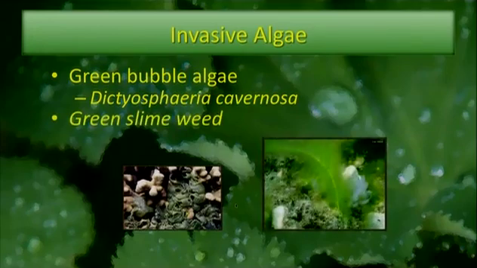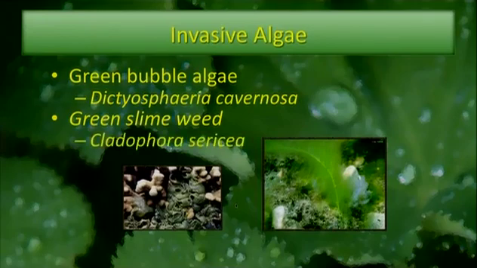Now this other one called green slimeweed is infamous from Lahaina to Kihei on Maui. It's also known as Cladophora sericea. You have long fuzzy strands attached to coral and rock. So these two can be a smothering kind of invasive alga invading places where maybe more desirable algae might be growing, okay?